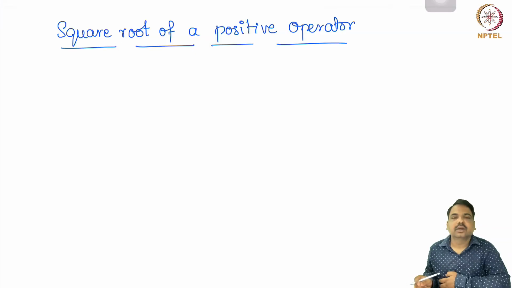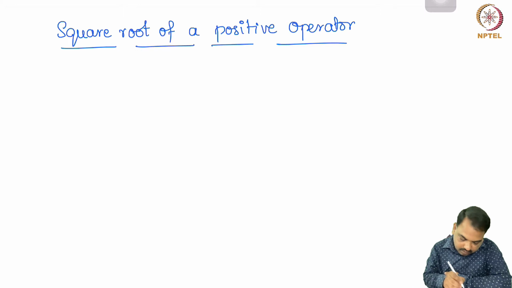Hi everyone. In the last class, we discussed the monotone convergence theorem for self-adjoint operators. Today, we are going to give an application of the monotone convergence theorem, which is nothing but the existence of the square root of a positive operator.